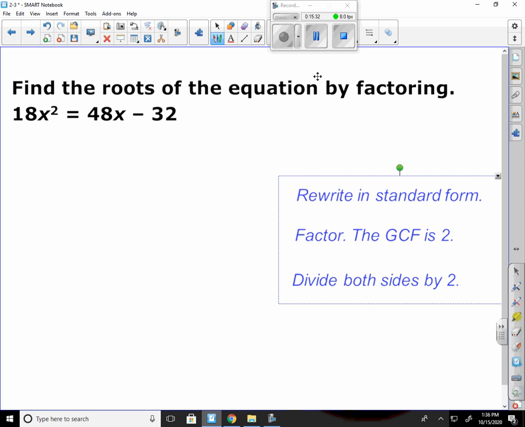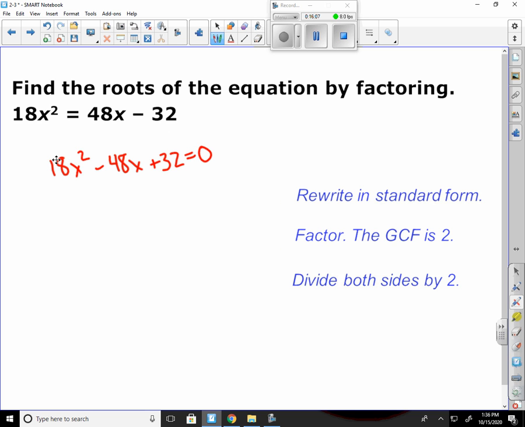Now you'll notice that I have a number in front of my x squared, and the problem is split up on two sides of the equal sign. So the first thing I want to do is rewrite it in standard form. That means I'm going to get everything over to my left side. 18x squared. How would I get the 48x over? I would have to subtract it because that's a positive 48x. How would I get the negative 32 over? I would have to add it over to the other side of the equal sign. So now it's in standard form.